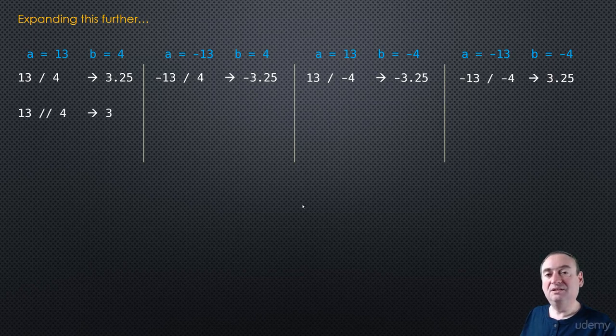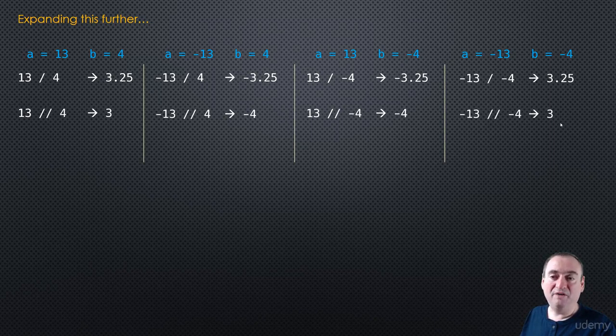Okay, now let's look at the div, right? Well, the div of 13 and 4 is 3, right? 4 goes into 13 3 times, so it's going to be 3.25's floor, which is 3. Here, the div is going to be the floor of minus 3.25, which is going to be minus 4. What about the div here? Well, same thing. It's going to be the floor of minus 3.25, which is negative 4. And here, the div is going to be the floor of 3.25, which gets us back to 3. So as you can see, this kind of follows the signs that we had with just regular division as well.